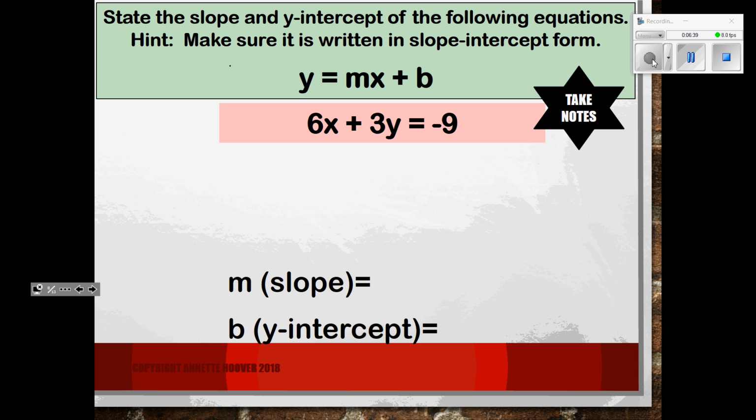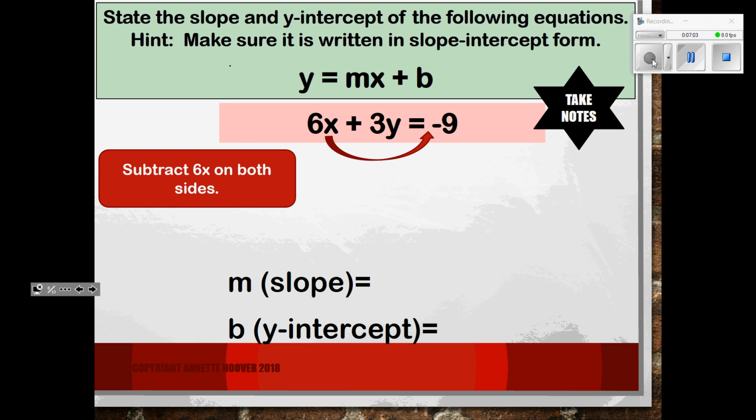Again, we have to make sure it's in slope-intercept form first. We want the y term, here's the y term, by itself on the left side of the equation. It's already on the left side of the equation, that's good. The x term, we want to put it on the right side of the equation, so it's going to jump the fence. It's going to go from the left side to the right side, so we have to subtract 6x on both sides. Inverse operations.